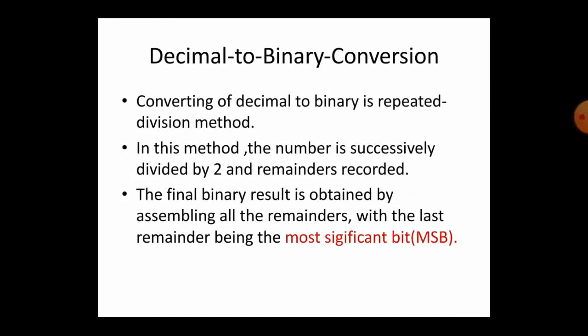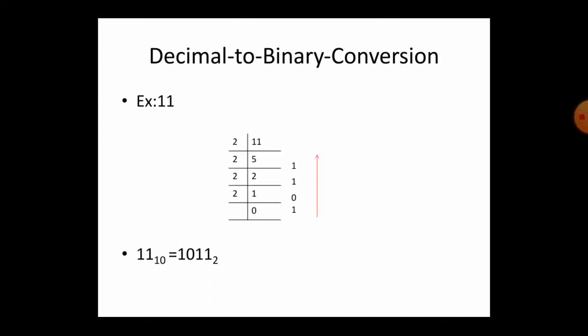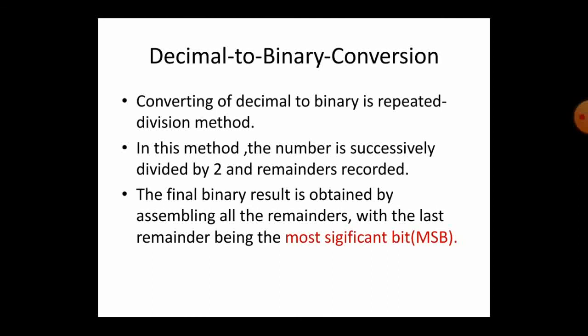So what we have completed today is decimal to binary conversion. How can we convert a decimal number to binary? Divide the decimal number by 2, record the remainder, and keep the answer as the most significant bit. The last remainder is the most significant bit.